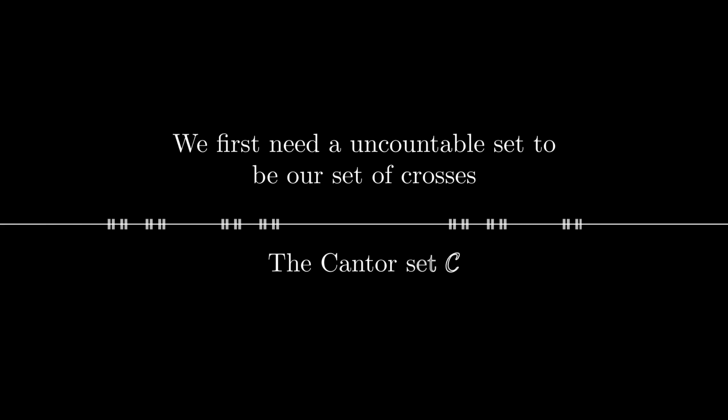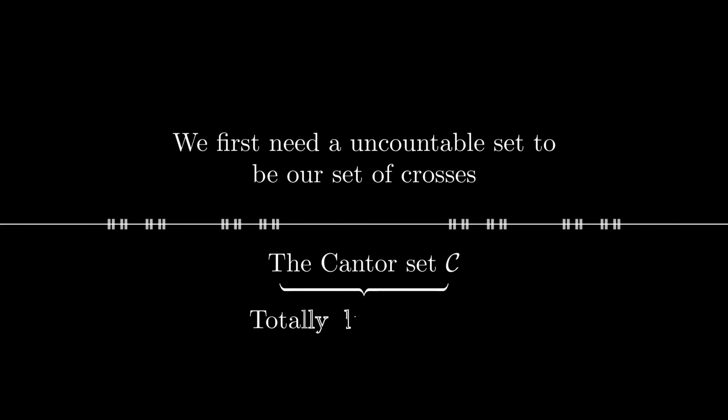In order to construct this function, we first need to have an idea of what the uncountable set of crosses will be. And this is where our old friend from the previous section, the Cantor Set, comes back into the picture. A crucial property that we'll need from C that is different from most other uncountable sets we know is that it is totally disconnected. We've shown earlier that C does not contain any intervals.